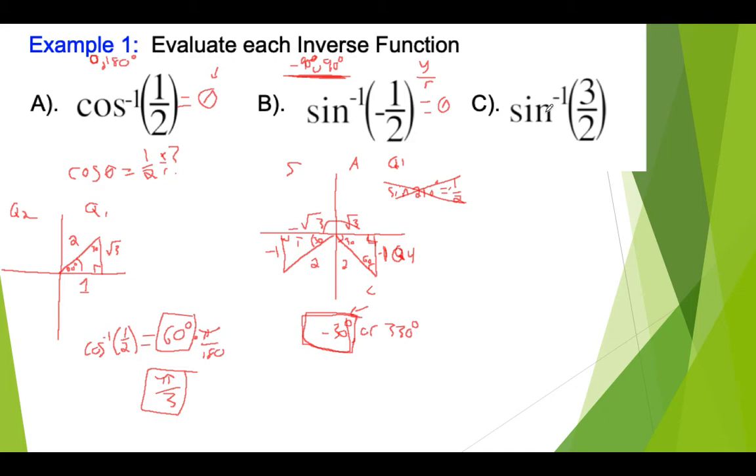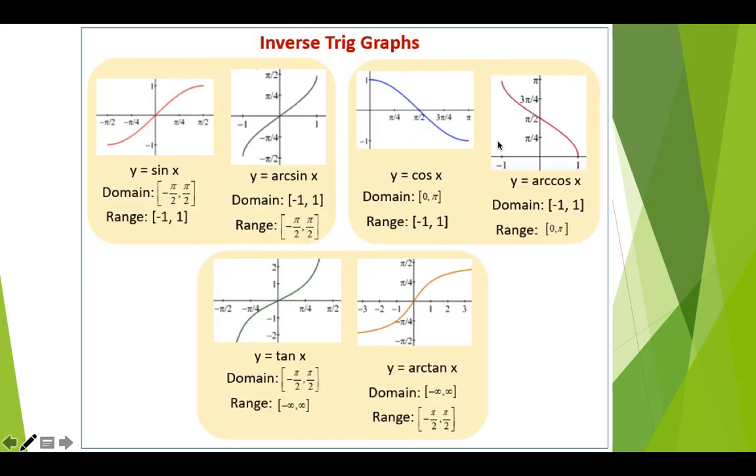Now this is an interesting one. Sine inverse of 3/2. Well, first off, if you plug it in your calculator, remember to plug in inverse functions in your calculator. You do second and then the sine button. So second sine, let's type 3 divided by 2, error domain. Uh-oh. Well, do you remember the domain for sine?